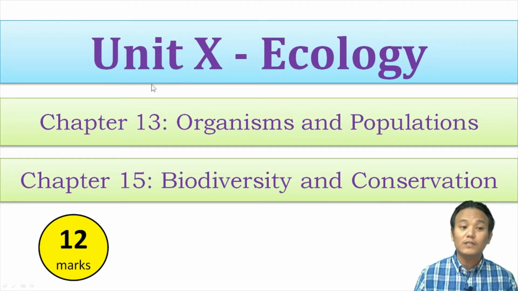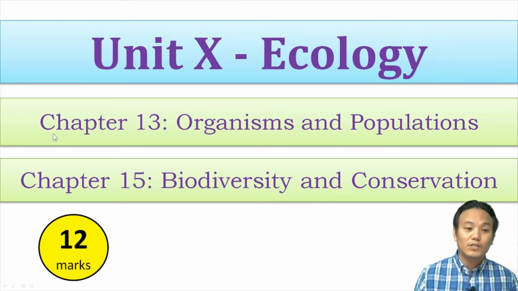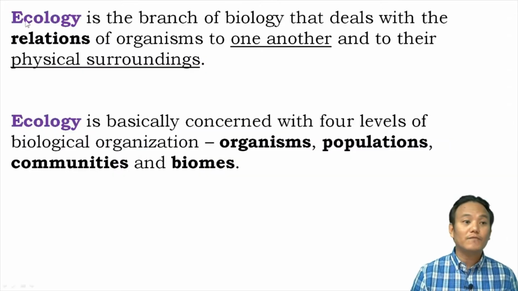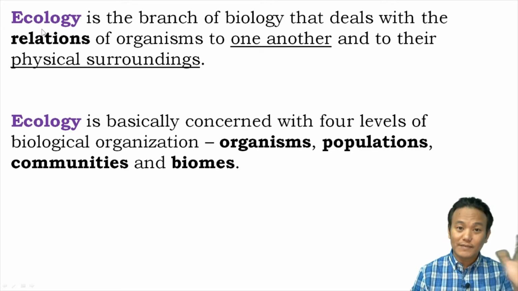So we will start with chapter number 13, organisms and populations. But before we start with the chapter, let us try to understand what we mean by ecology. So what is the definition of ecology? Ecology is defined as the branch of biology that deals with the relations of organisms to one another and to their physical surroundings. So that is the definition of ecology.